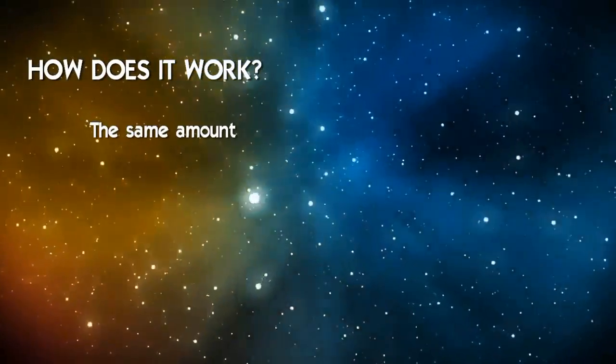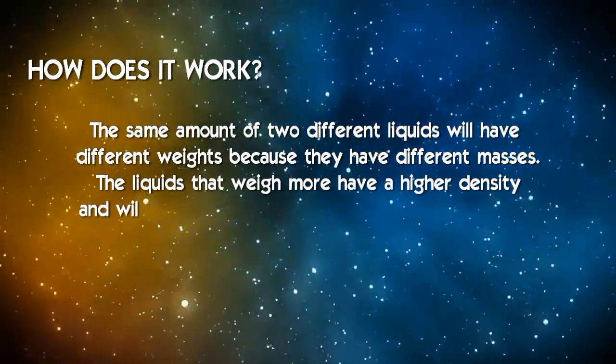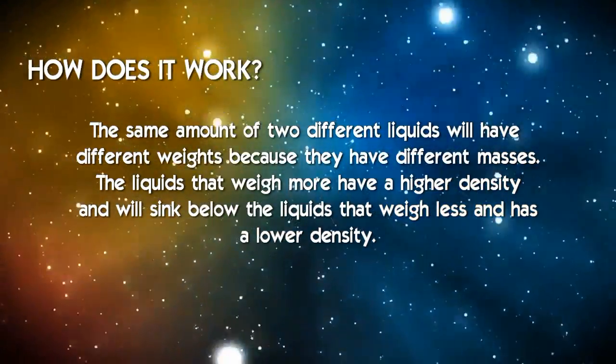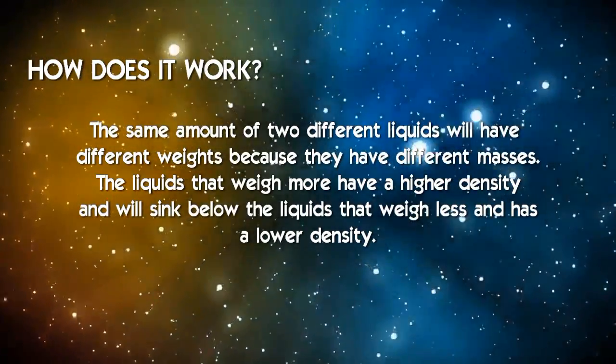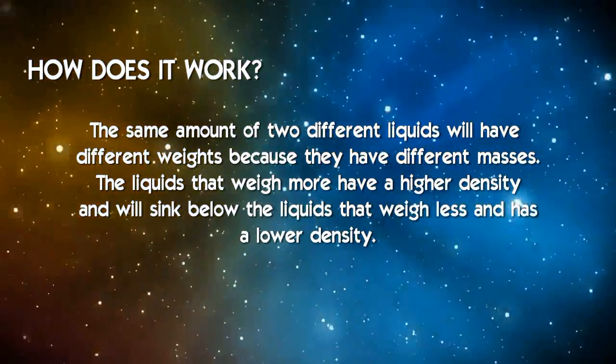How does it work? The same amount of two different liquids will have different weights because they have different masses. The liquids that weigh more have a higher density and will sink below the liquids that weigh less, that have a lower density.